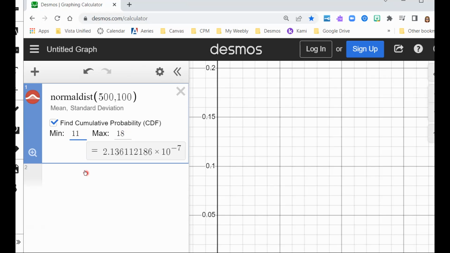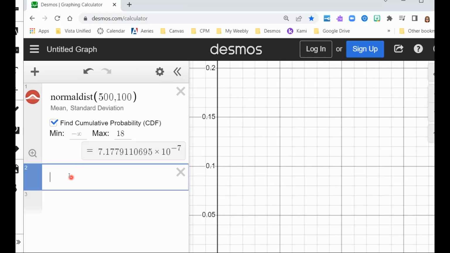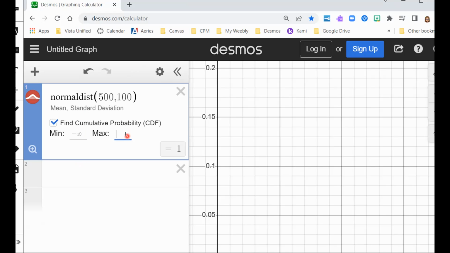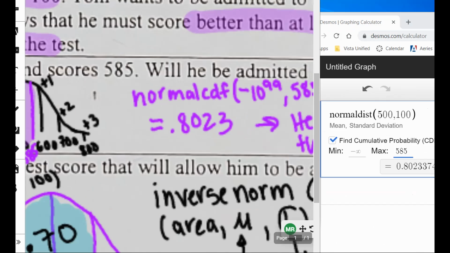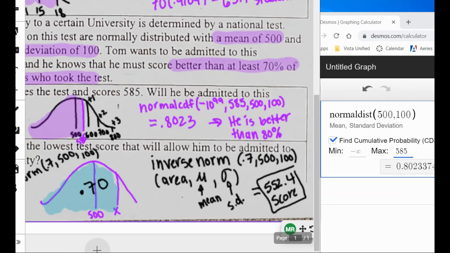So basically, I want to go from negative infinity to 585 and see what percent, because we want to be in the top 70%. And so we have 80% of the people below us. Okay, so that was what we got on this problem here. Okay, we got the 80.23.